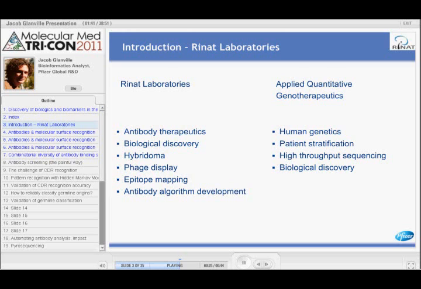We have a number of groups. I'm coming from the protein engineering department, where we have a variety of mechanisms for extracting antibodies to develop. We also work closely with the Applied Quantitative Genotherapeutics group, which works with human genetics for patient stratification and biological discovery.